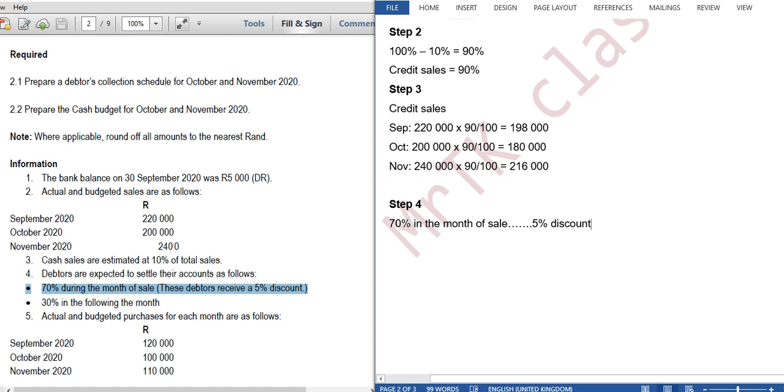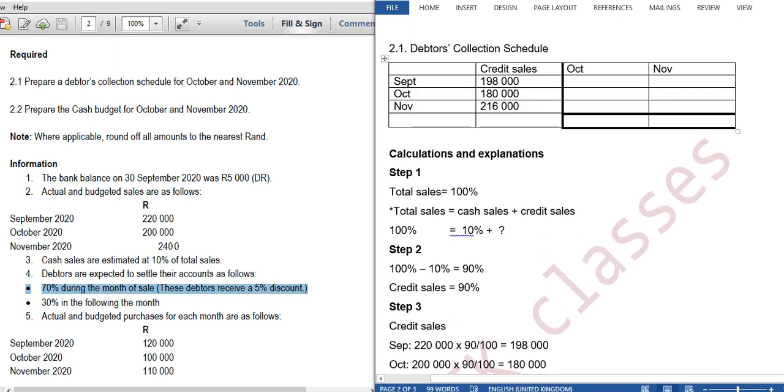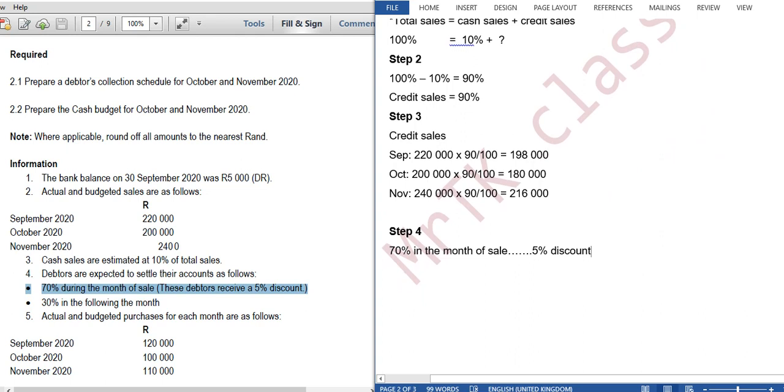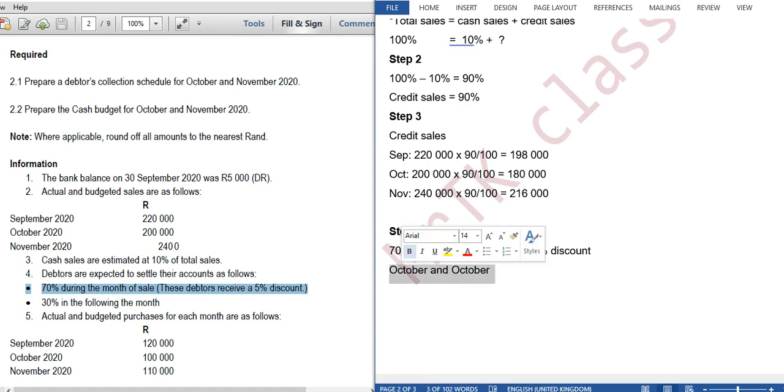Okay, so we are going to say here, we look at what we have here. We don't have a schedule for September, right? Which makes us go to October, because you want the month of sale, October and October. So let us come here and say October and October. Okay, let me make this italic.